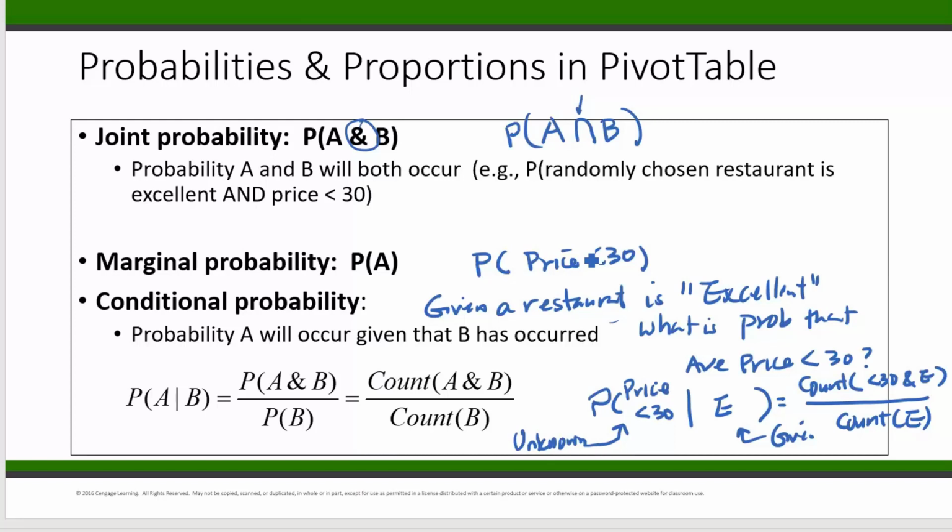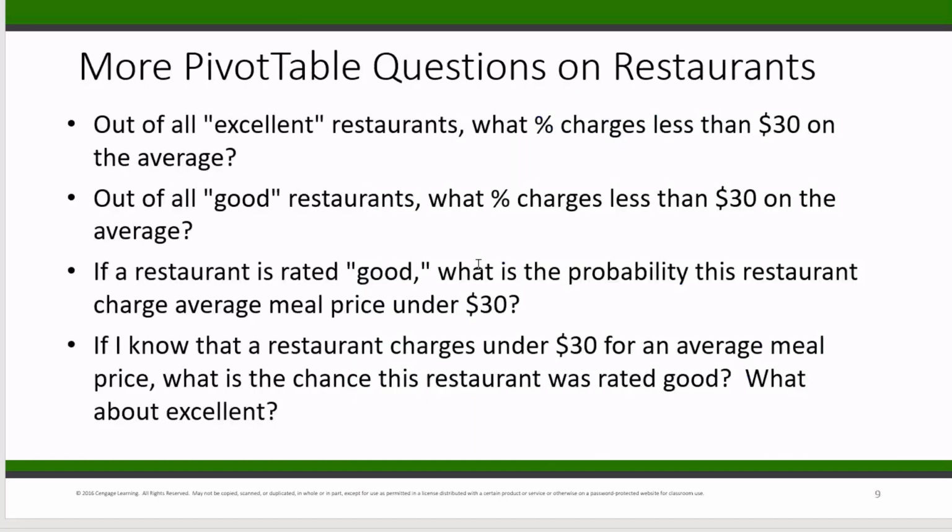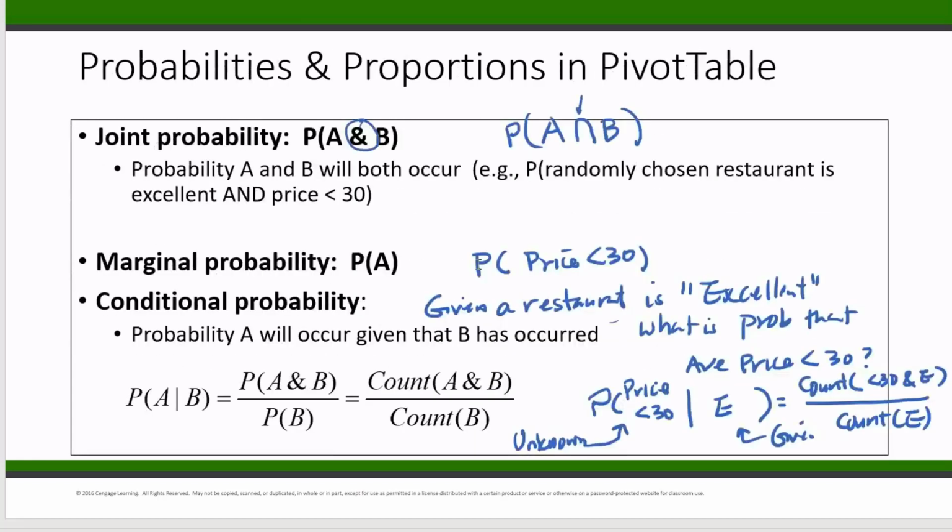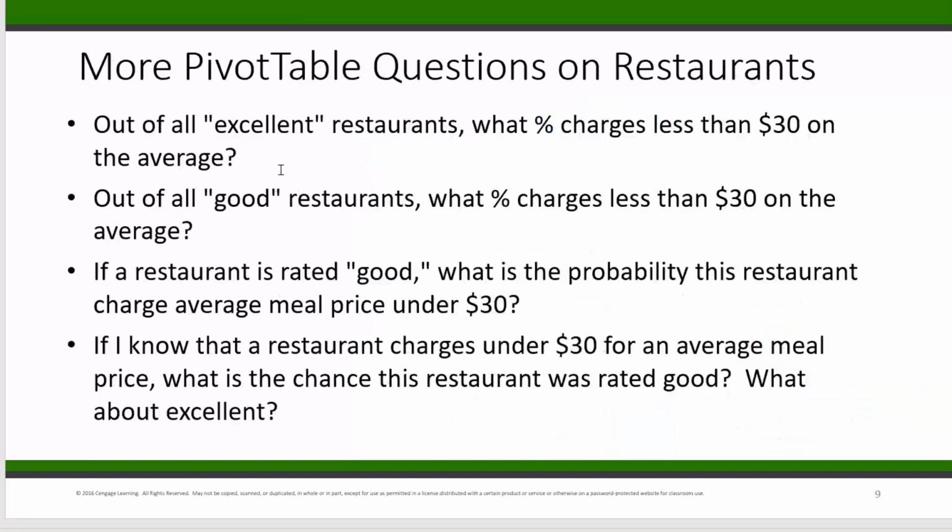So this kind of thing here, it's kind of like a nice little shorthand that we could use. Okay, so using this kind of notation and the ideas here, we're going to answer these questions. Out of all the excellent restaurants, what percent charges less than $30 on the average?